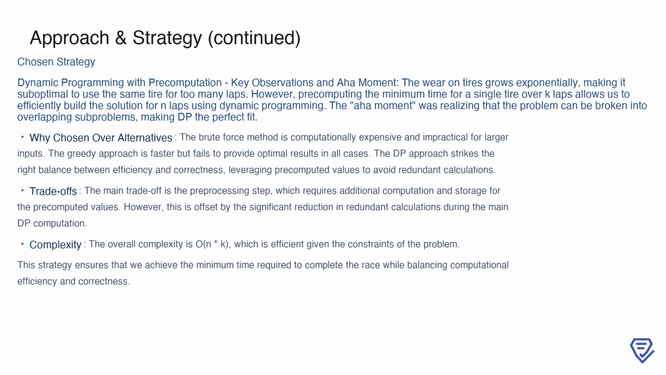In contrast, the dynamic programming approach is both efficient and accurate, leveraging pre-computed values to avoid redundant calculations. The trade-off involves the additional pre-processing step, which requires some extra computation and storage. However, this is a small price to pay given the significant reduction in computational cost during the main DP computation. With an overall complexity of n*k, this approach is well suited to handling the constraints of the problem, ensuring that we achieve the minimum time to finish the race while maintaining computational efficiency.